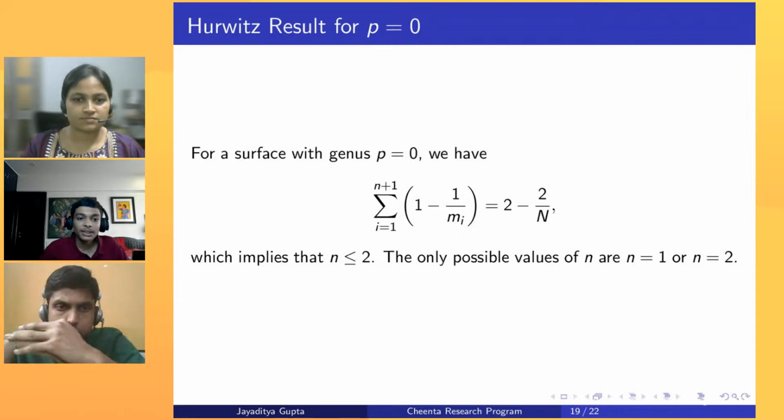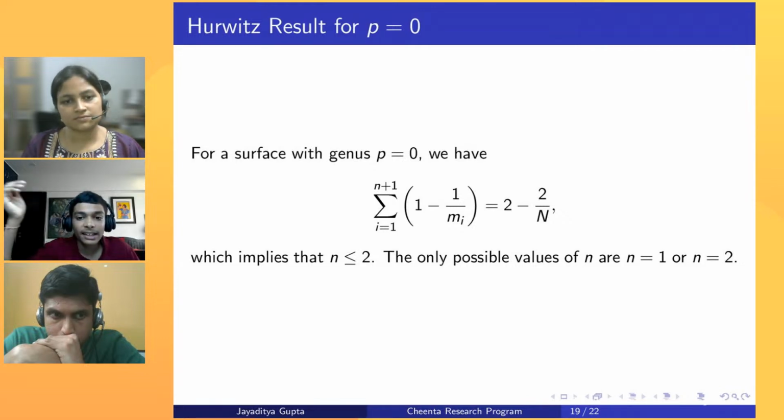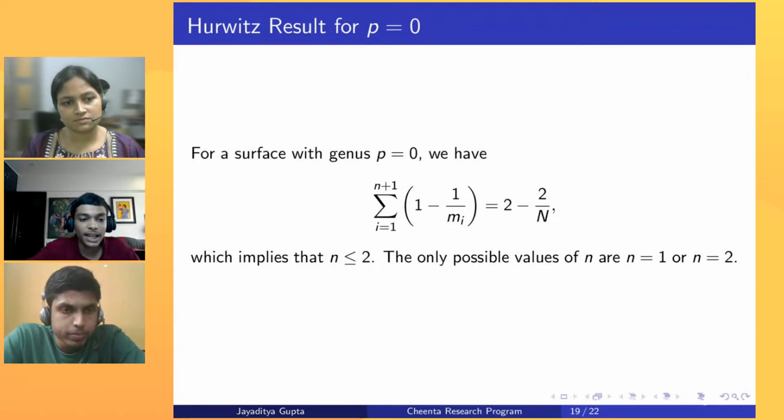Great. So that was the case when the genus of the surface is greater than 1. We will now be looking at the case when the genus of the surface is equal to 0. So if the genus of the surface is equal to 0, we just substitute these values and we get that the sum of 1 minus 1 by m_i is 2 minus 2 by n.